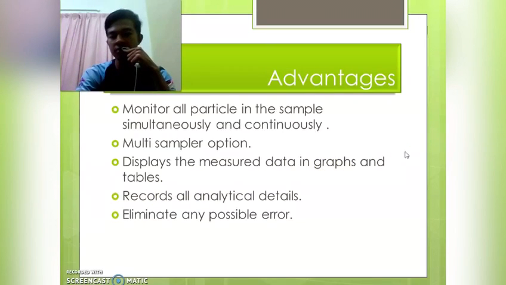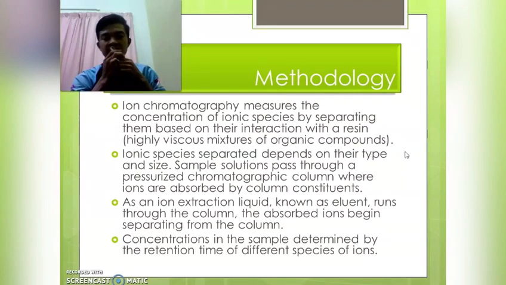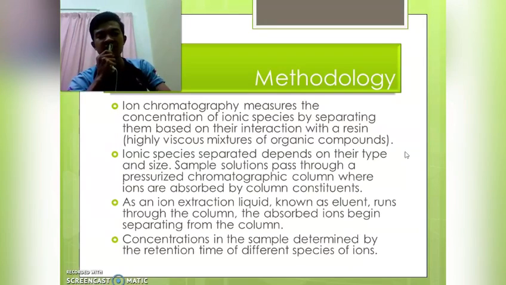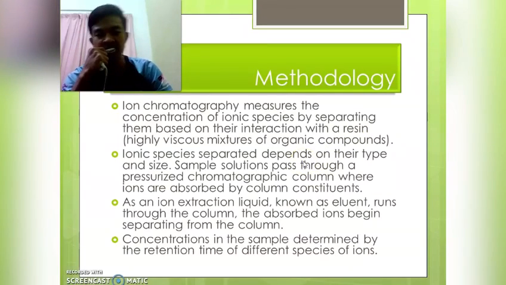Okay, we will go through the methodology. The ion chromatography technique measures the concentration of ionic species by separating them based on their interaction with the resin. Resin is a high-viscosity organic compound. When the ionic content of the sample interacts with the resin, it produces something liquid-like. Then the ions spread out depending on their type and size.